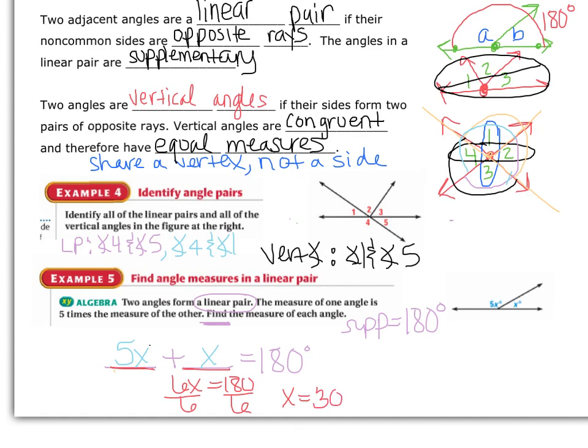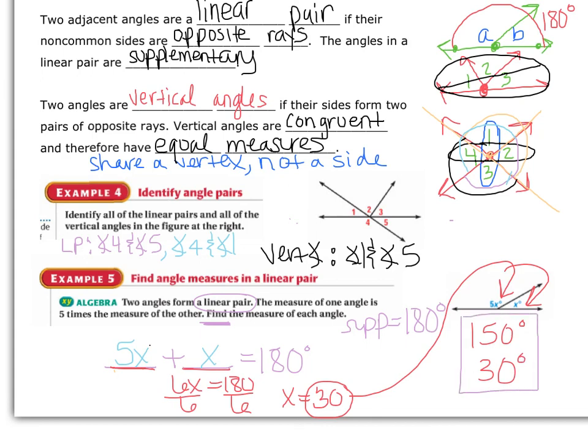Now find the measure of each angle. Remember, x is a variable, it's not a measurement. So to find the actual measurements, you have to take this and plug it back in to find the actual measurement. So one angle, if you go 30 times 5 is 150 degrees. Then the other angle, if you plug 30 back in for x, 30 degrees. Now remember, the end result is that you have a linear pair that are supplementary. So check your answers here. When you plug everything back in, your total should still be 180. If it's not, then you've done something wrong over here when you solved. So go back and check it, and then plug it back in.